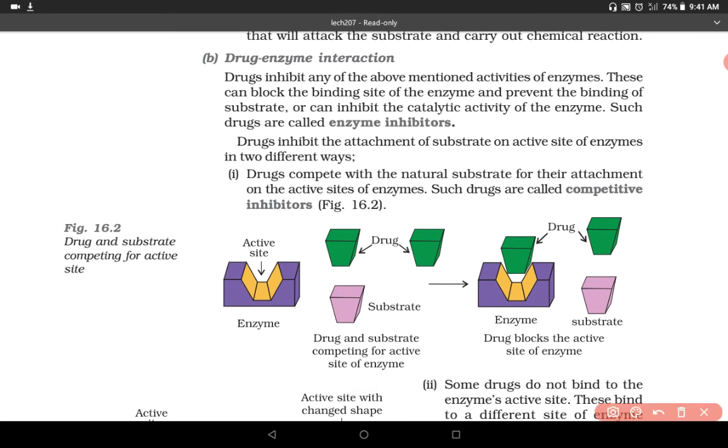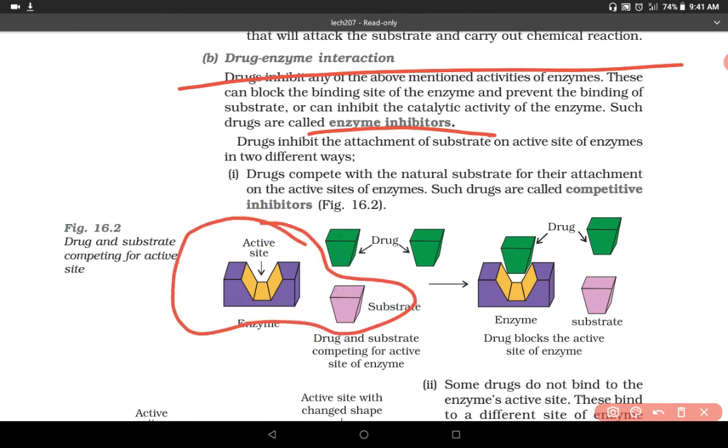Next is drug enzyme interaction. A drug inhibits any of the above mentioned activities of the enzyme. This can block the binding site of the enzyme and prevent the binding of the substrate, or can inhibit the catalytic activity of the enzyme. Such drugs are called enzyme inhibitors. This is the most important, you have to remember. This is the process actually taking place in the above diagram, but here the drug interrupts this.